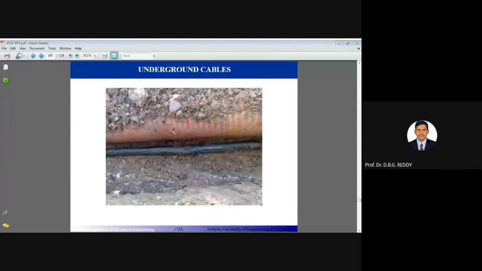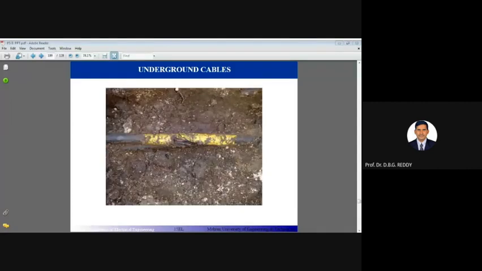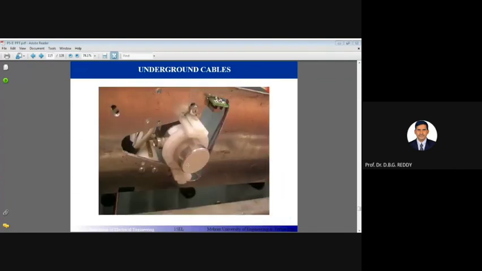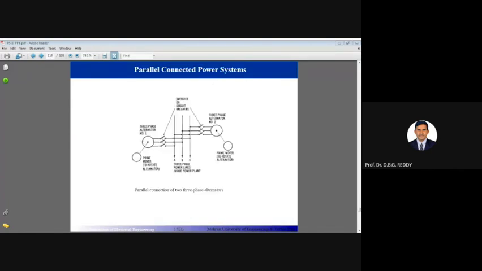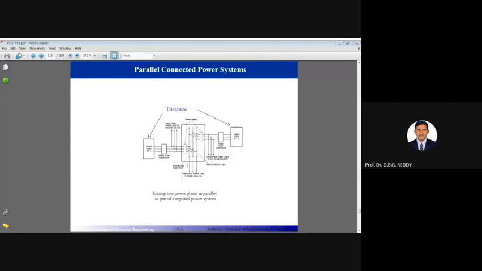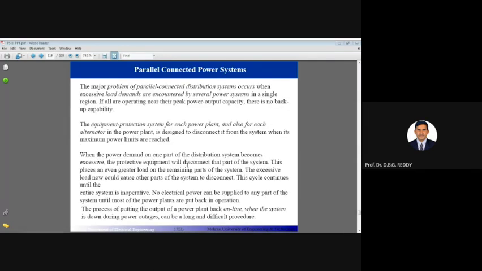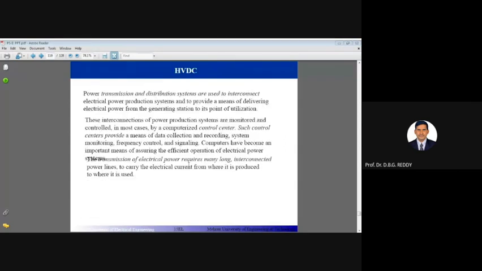These are underground cablings and the various types of cables, and how they operate. These are the structures. Parallel connected power systems: one system to another system. All the generating stations are connected in parallel operating systems, and the exchange of power is possible by use of the parallel connected system.